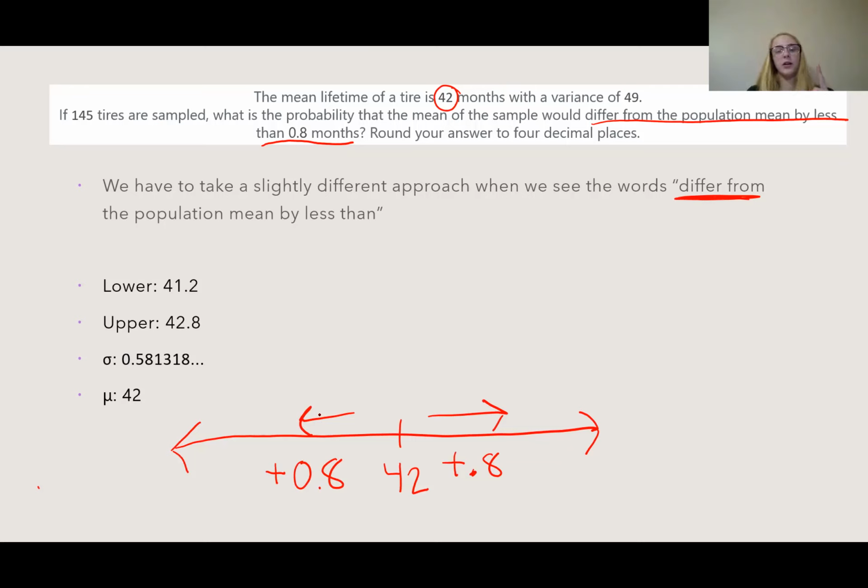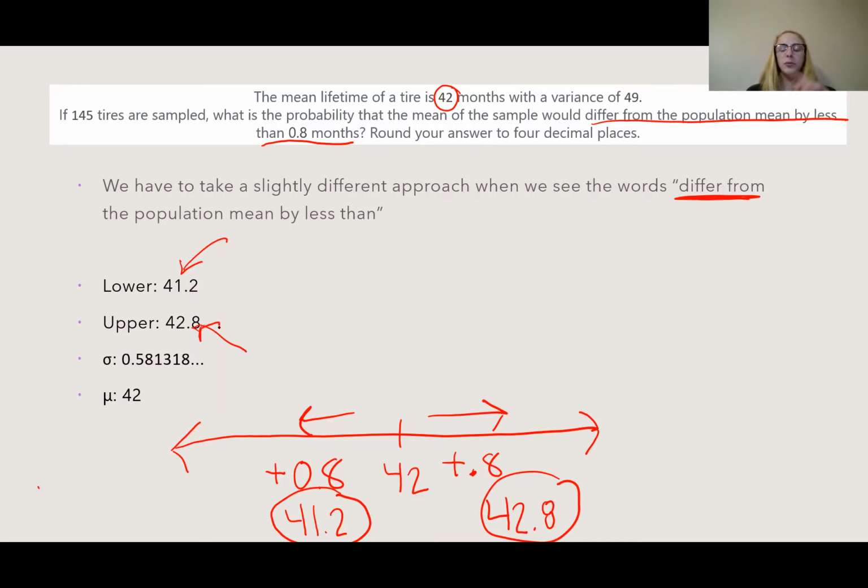towards the negative side. So if I did plus 0.8, I get 42.8. If I subtract 0.8, I get 41.2. All right, and that's where I got those numbers. So obviously, whichever one is smaller here is going to be your lower bound, and whichever one is bigger is going to be your upper bound.